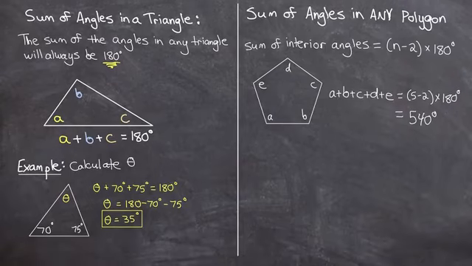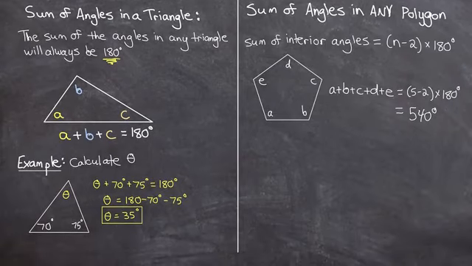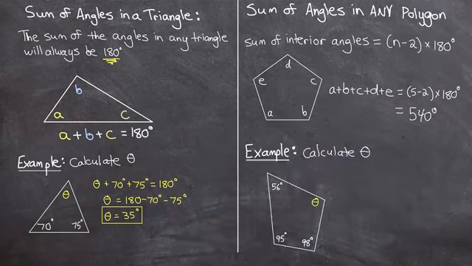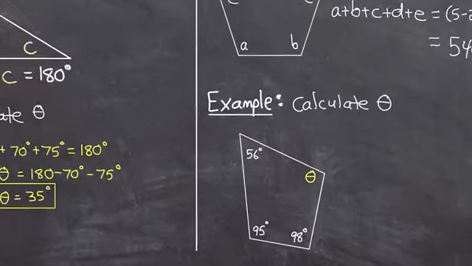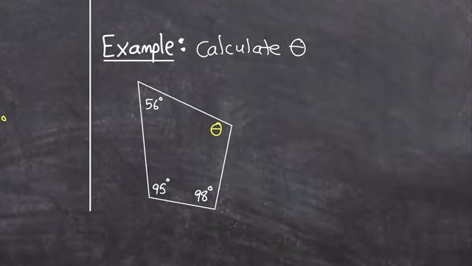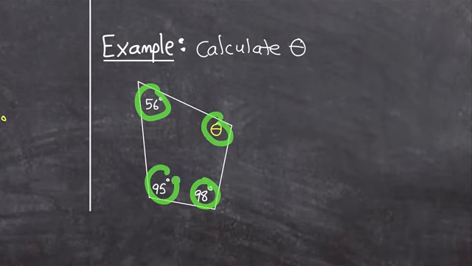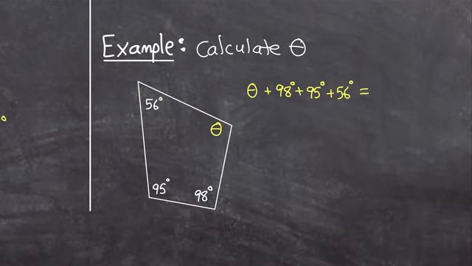And now let's do an example where we calculate the measure of an interior angle inside of a 4-sided polygon. In this example, we have to calculate angle theta. So let me zoom in on this polygon. And because this polygon has 4 sides, I know that the sum of the 4 interior angles would be equal to n minus 2 times 180 degrees.